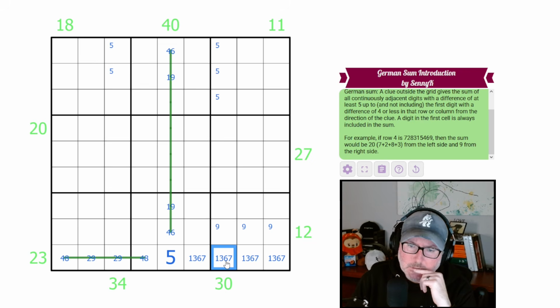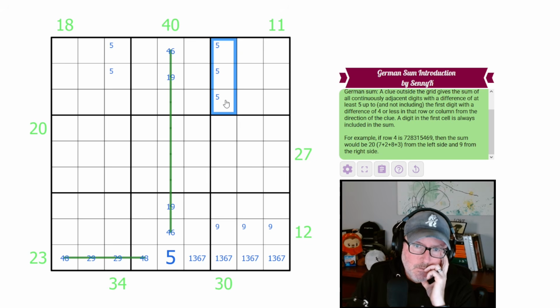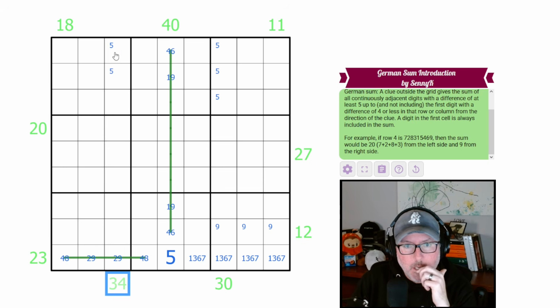I don't know. Of course, we do know that whatever's left over is going to add to 15. So we know there's a 5 up here somewhere. The other 2 digits just have to add to 10 in some way. The same thing may be true with the 34.